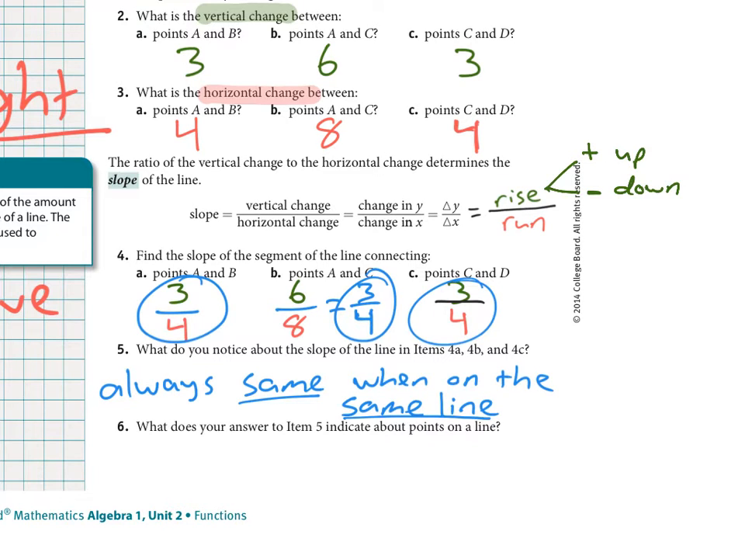We will call slope, we'll use the variable m. So we'll put the m right here. So m is the variable for slope. We'll see it used in different linear equations.